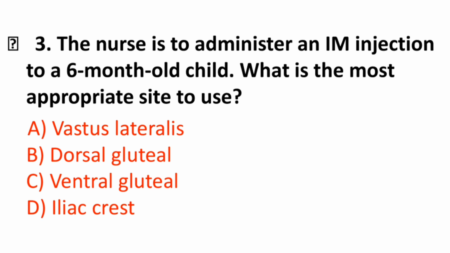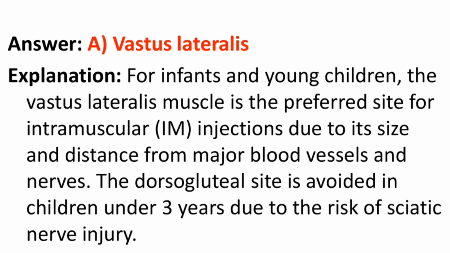The nurse is to administer an IM injection to a 6-month-old child. What is the most appropriate site to use? Option A, vastus lateralis. Option B, dorsal gluteal. Option C, ventral gluteal. Option D, iliac crest. The most appropriate site to administer an IM injection is option A, vastus lateralis.